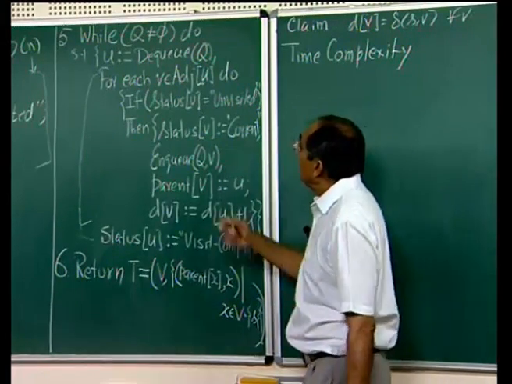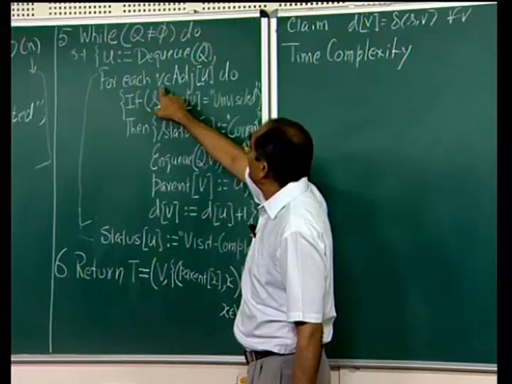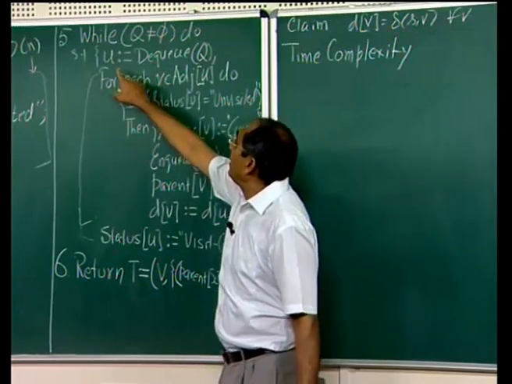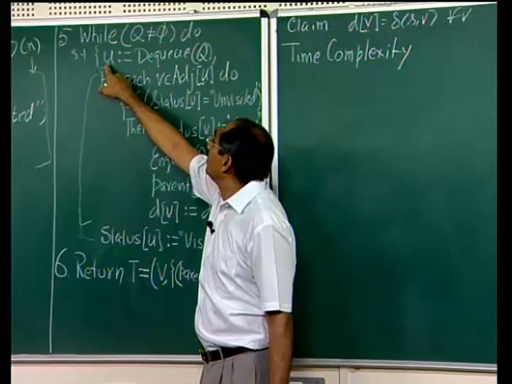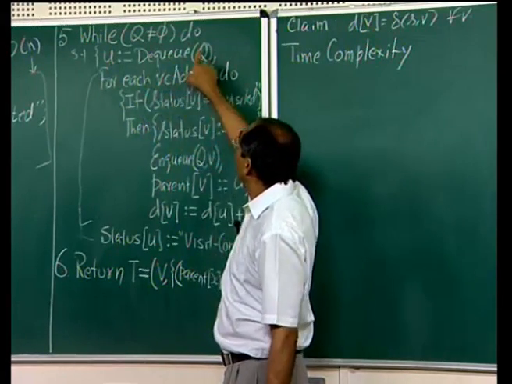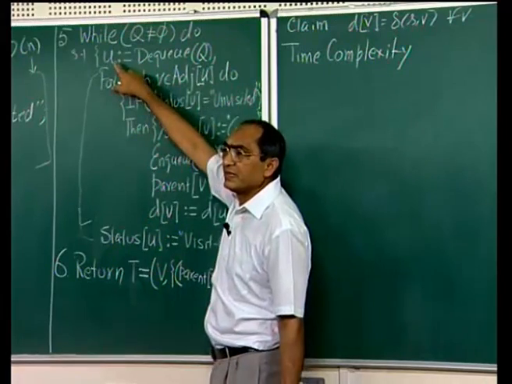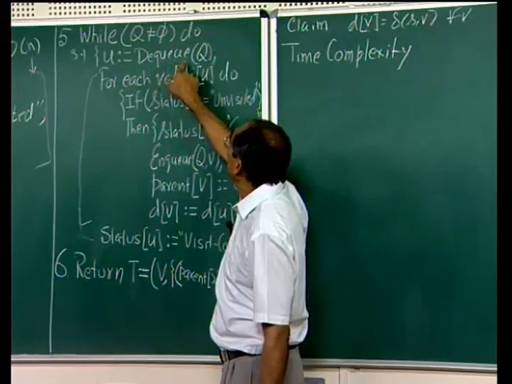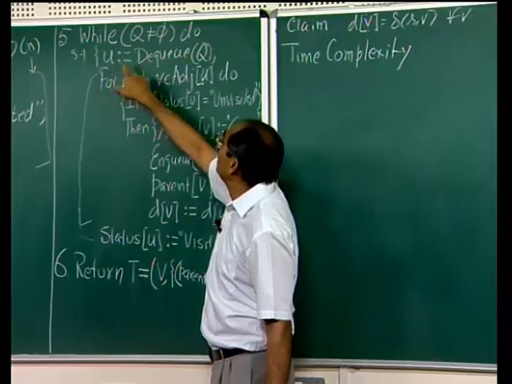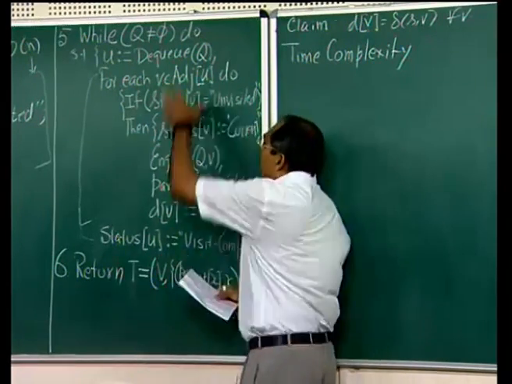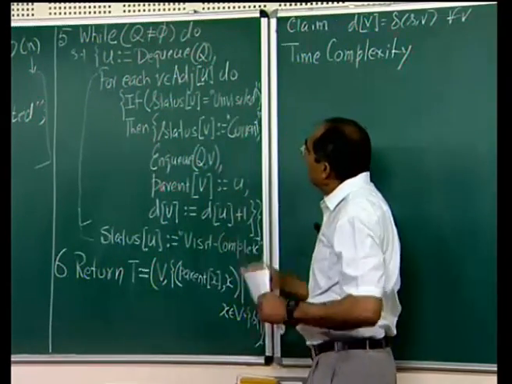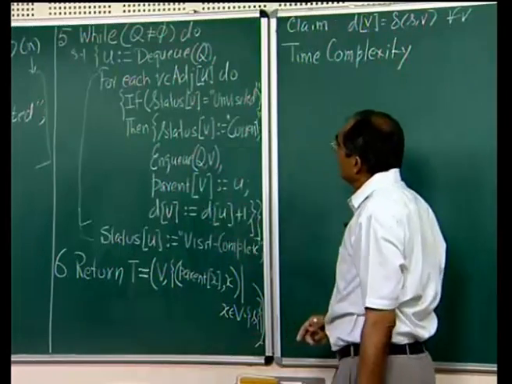In this loop, we notice that for each vertex u, we do this once. Remember that each vertex enters and exits the queue. This is the time when this u has exited. We do this process. So what is the time complexity of this process?